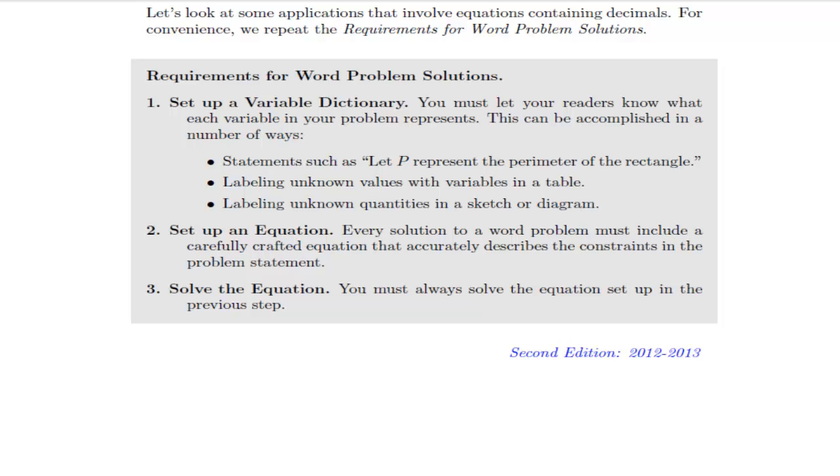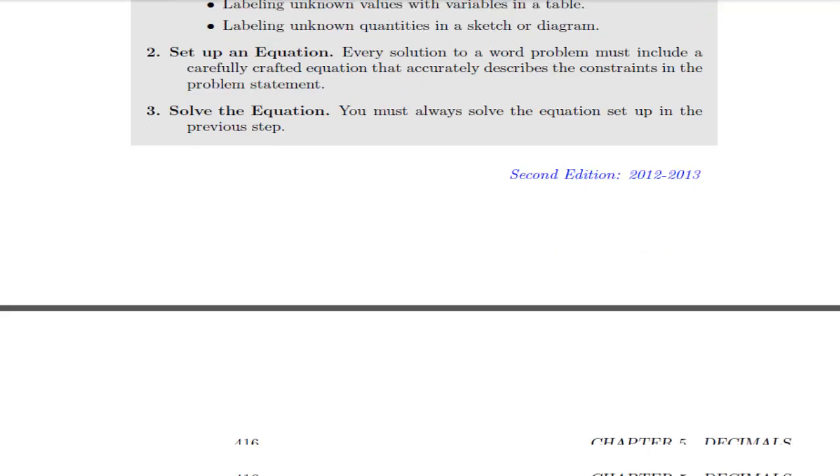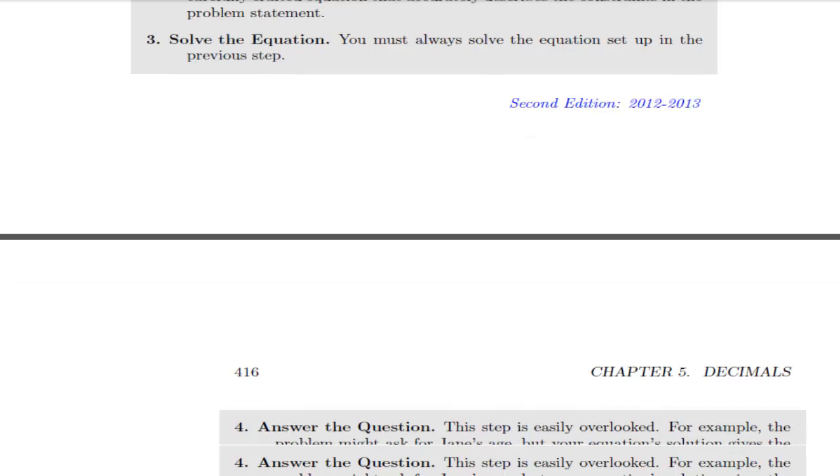Statements such as let P represent the perimeter of the rectangle, labeling unknown values of the variables in a table, labeling unknown quantities in a sketch or diagram. 2. Set up an equation. Every solution to a word problem must include a carefully crafted equation that accurately describes the constraints in the problem statement. 3. Solve the equation. You must always solve the equation set up in the previous step.